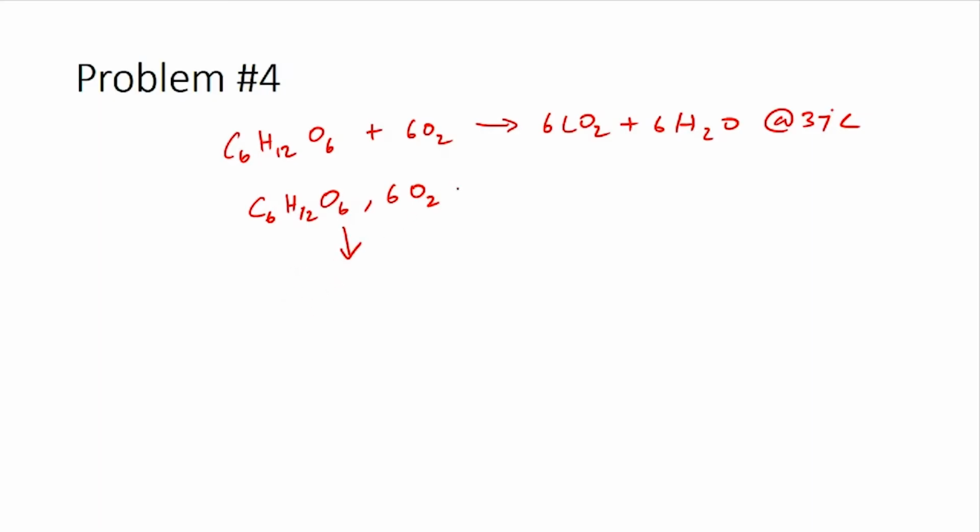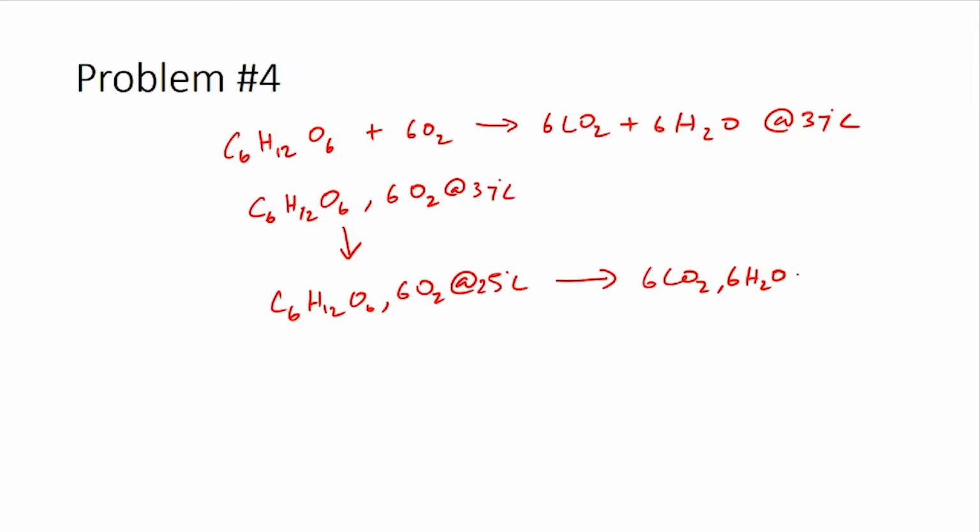being cooled. So, the reactants which are at 37 degrees Celsius are being cooled to reactants at 25 degrees Celsius. Here it is forming products, which would be 6 CO2 and 6 H2O, all at 25 degrees Celsius, and from here it is being heated to form the products at 37 degrees Celsius.